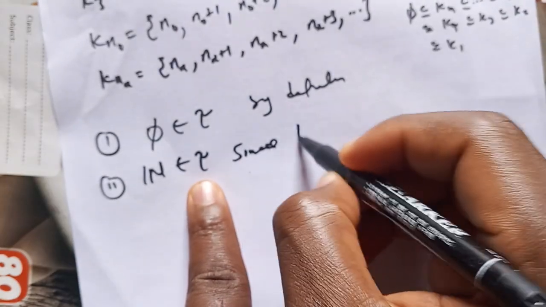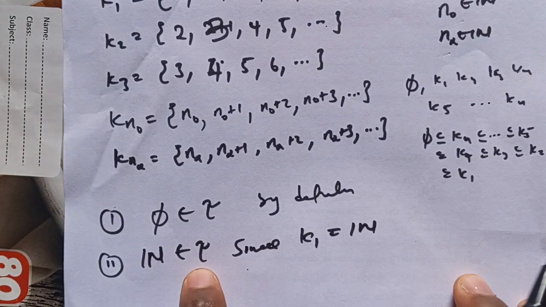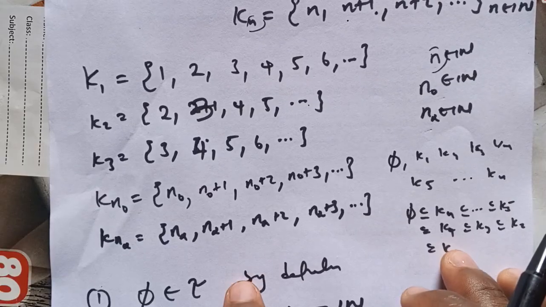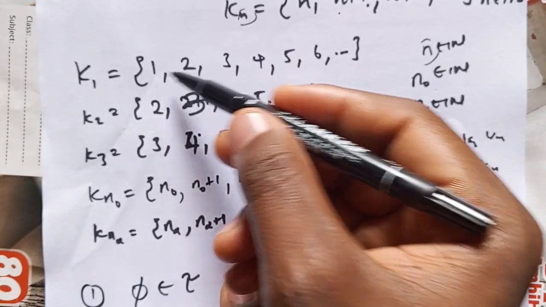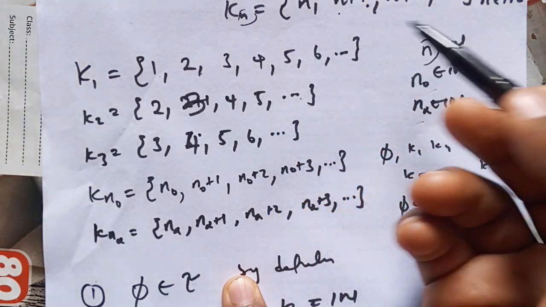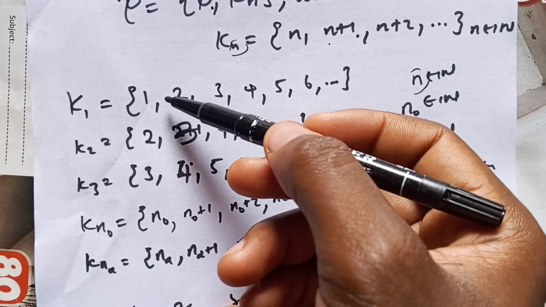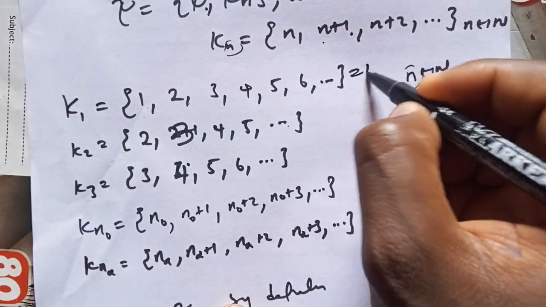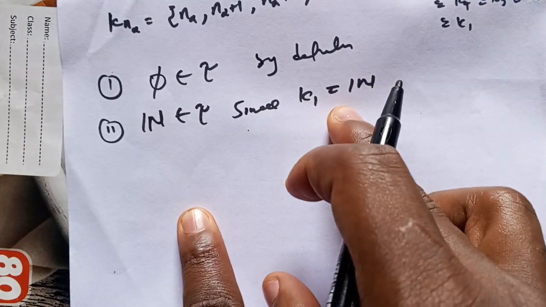Since K1 is equal to what? The set of natural numbers. Now, observe that the set of natural numbers is actually K1. The set of natural numbers is the set containing 1, 2, 3, 4, 5, and so on. So K1 is actually this because it is defined as this. So this becomes the set of natural numbers. So we have shown that the empty set is there, the whole set is there.